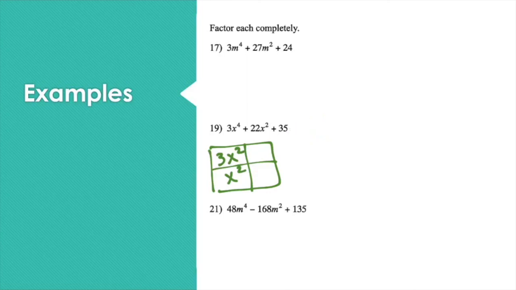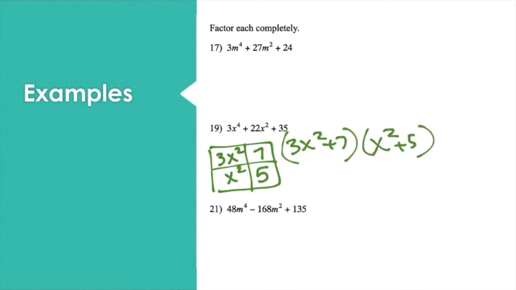If I put the 7 here and the 5 here, when I do the diagonals here, I'm going to get 15x squared, and I'm going to get 7x squared, and 15x squared plus 7x squared does equal 22. So my check works, and that means I have the horizontals to do. And so I'm going to have 3x squared plus 7 and x squared plus 5. Let's now do number 21.